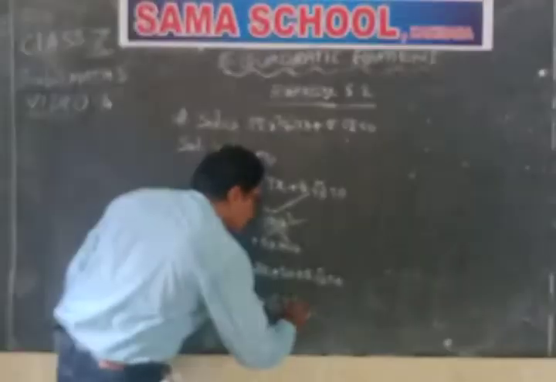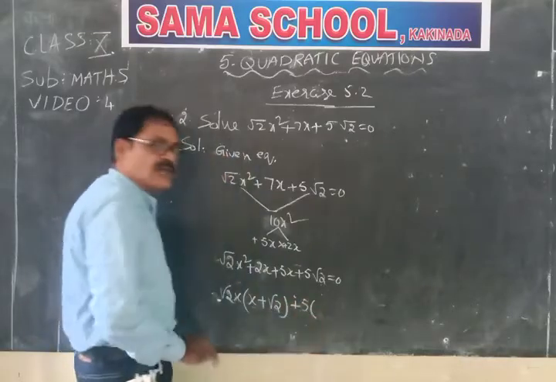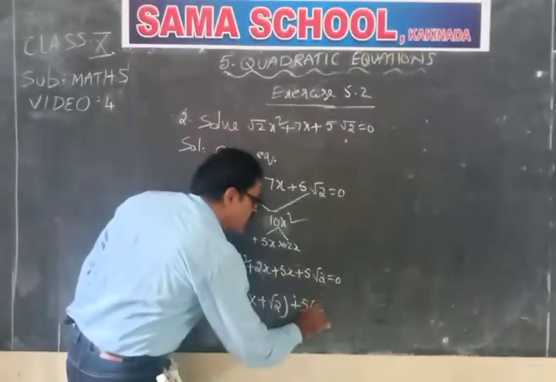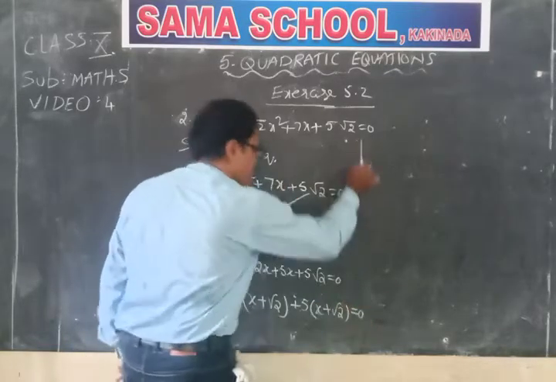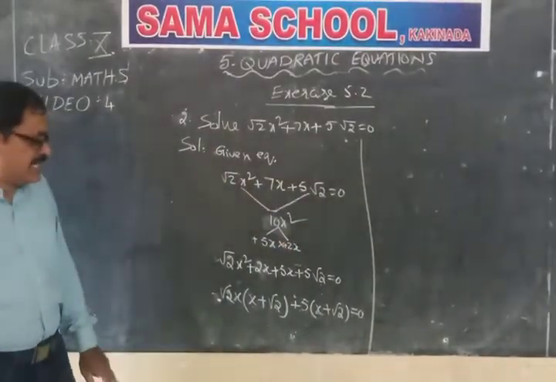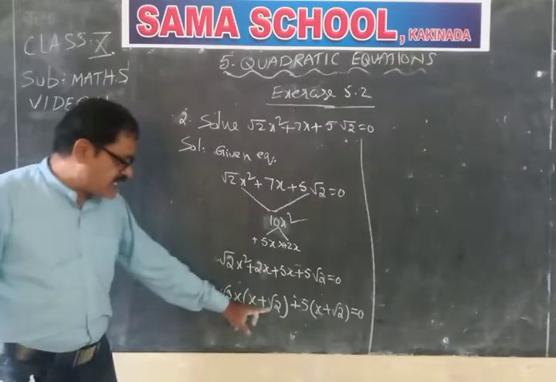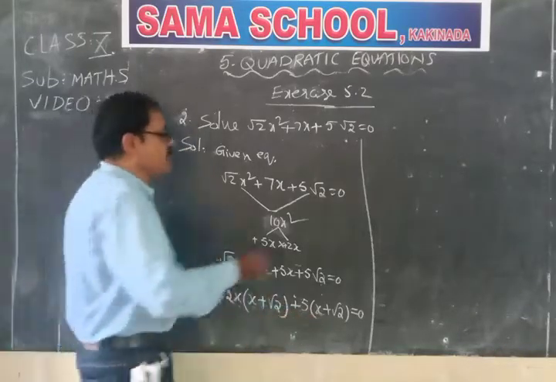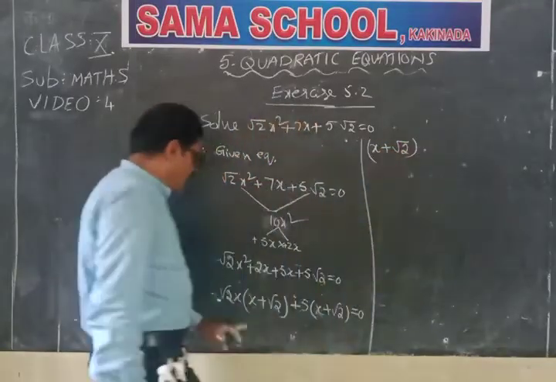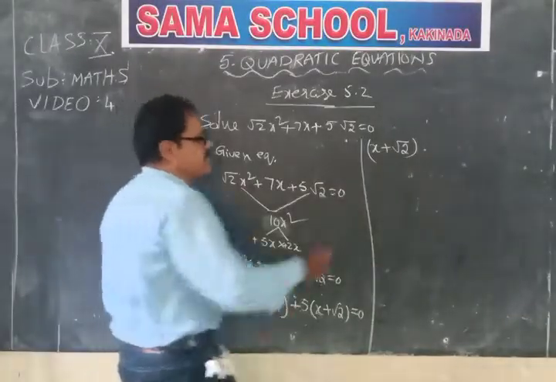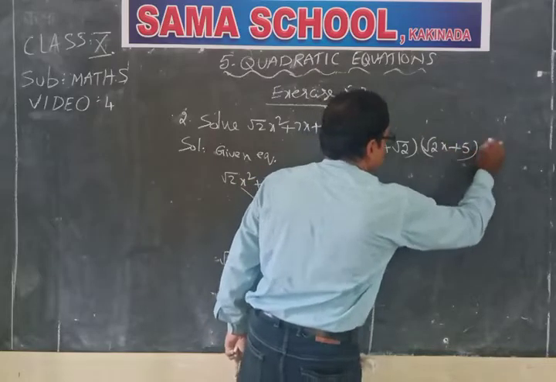And in the next two terms, 5x and 5 root 2, 5 is common. What is remaining? x plus root 2. Now in these two terms, x plus root 2 is common in both. Still what is there? Root 2x plus 5 into x plus root 2 is equal to 0.